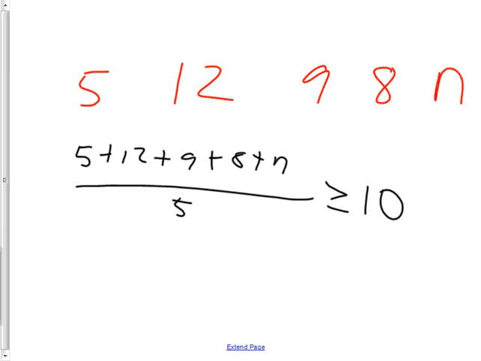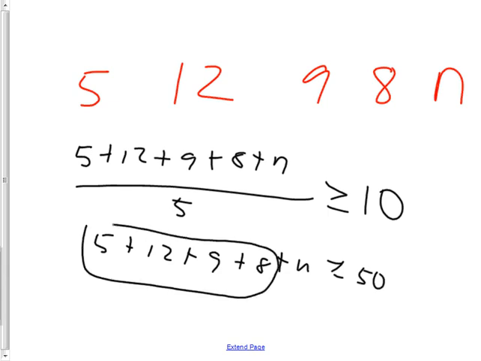All right, so then I'm going to multiply by 5 on both sides, and I'd have 5 plus 12 plus 9 plus 8 plus n, and it's greater than or equal to 50, and then I'd subtract off all of these, and then I got my number. I have to have greater than or equal to a certain number of points. To be honest, I don't know what it is, but anybody know what it is? 16? Okay. So you need 16 points in your last big game.